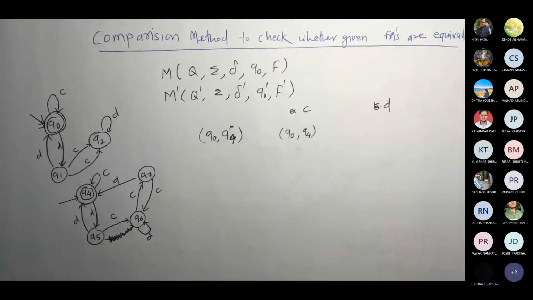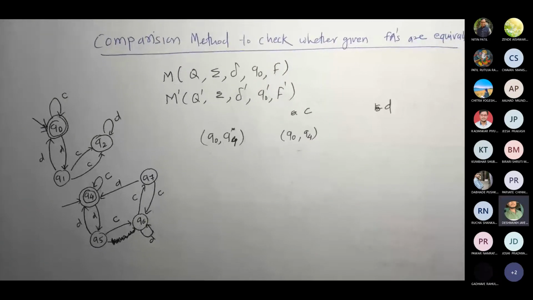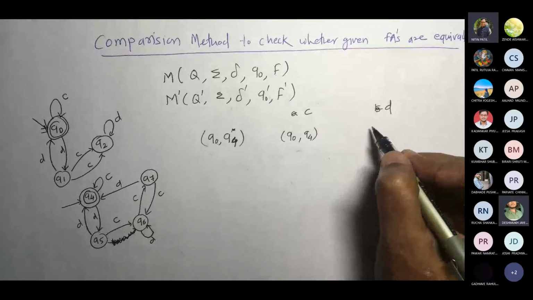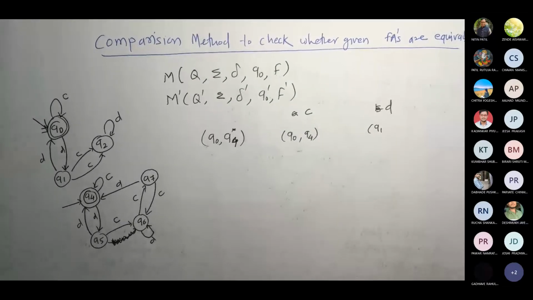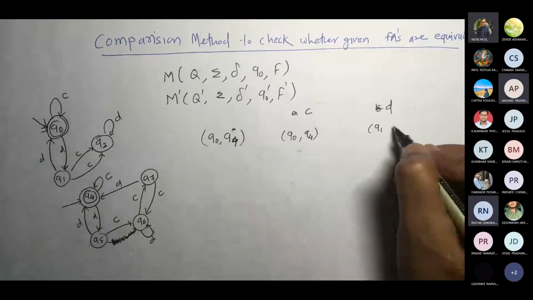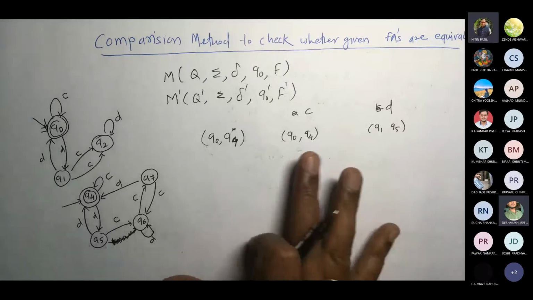Okay, Q0D. Sorry, Q1, sir. Okay, Q1. Q4D is Q5. Are they final? Both? No, no, sir. Are they non-final? Yes, sir. Correct. So that means we are on the right path.